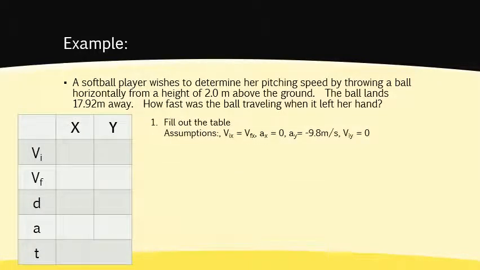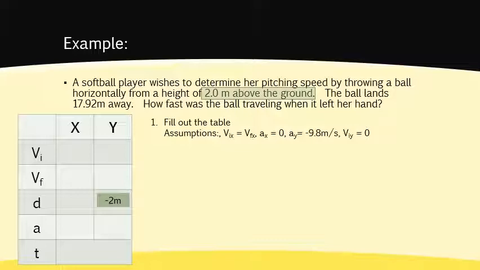And the first thing we're going to do is fill out the table. Now we do have some assumptions here, and we'll go through each one of those assumptions. First of all, while we're reading the question, it says that we're throwing the ball horizontally from a height of 2.0 meters above the ground. So what that means is that is displacement in the y direction.